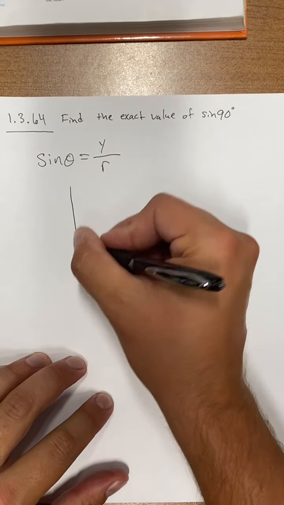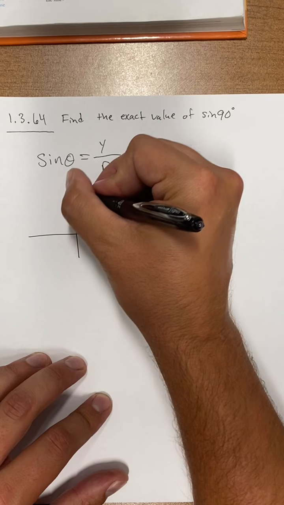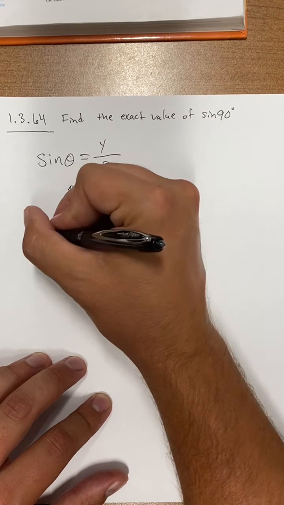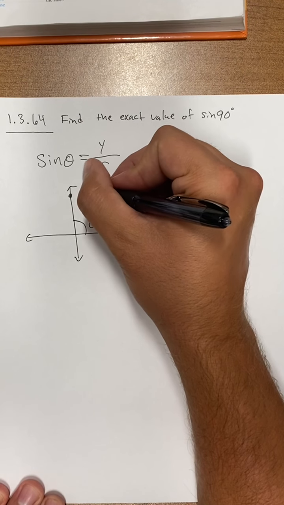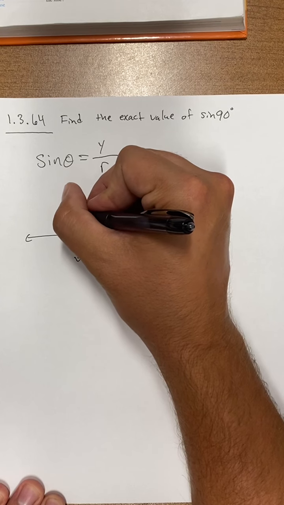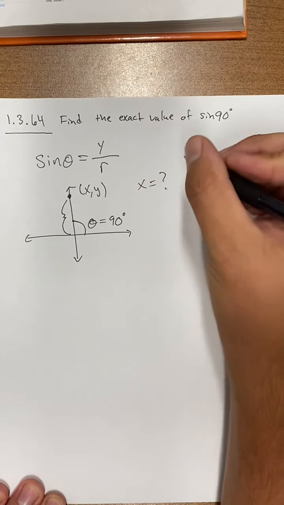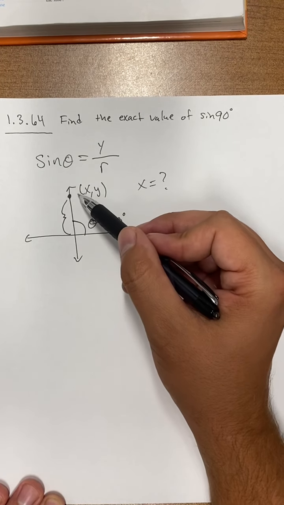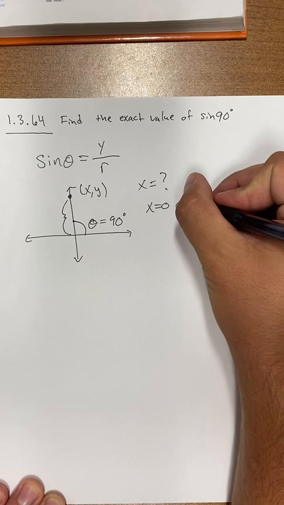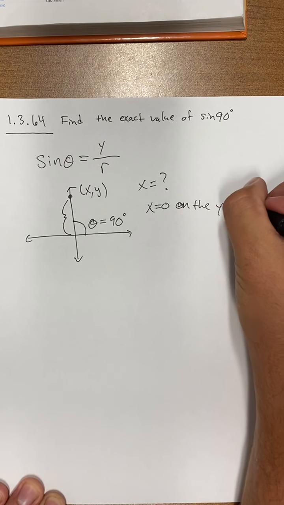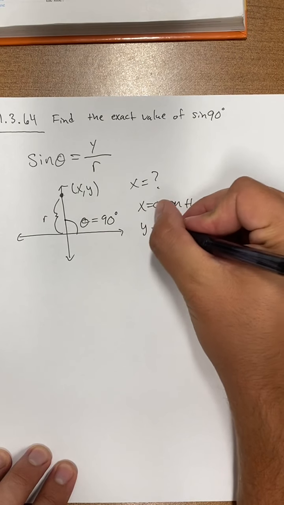So let's take a look at a 90-degree angle. There's theta equals 90 degrees. Now we can pick any point on the line segment that has that 90-degree angle, and that point is x comma y. So what is x? Well, a 90-degree angle puts us exactly on the y-axis. So x is 0 on the y-axis. Okay, what's the y value though?